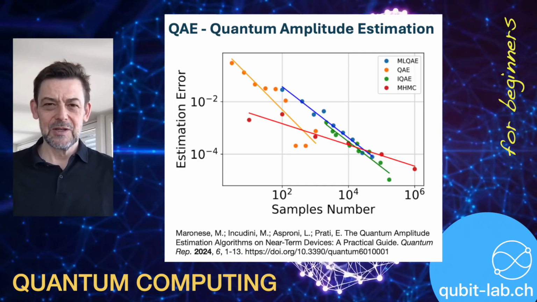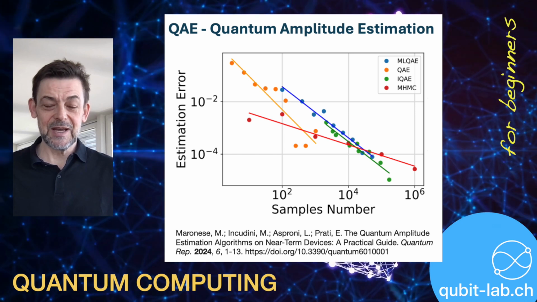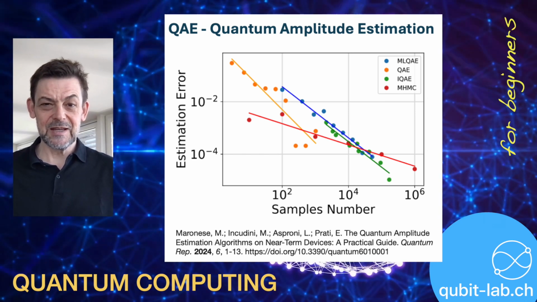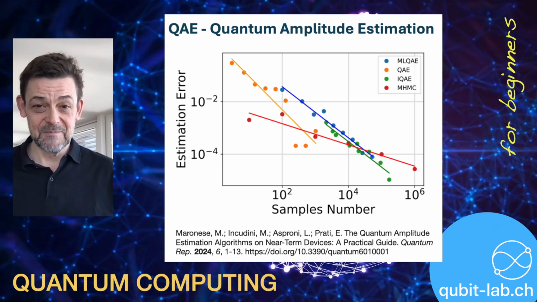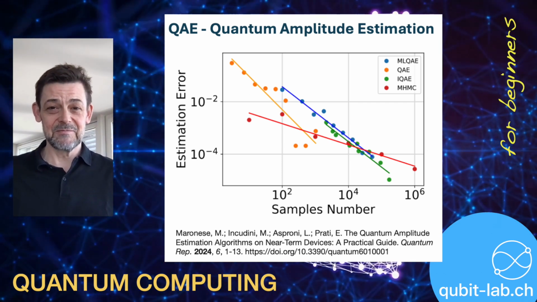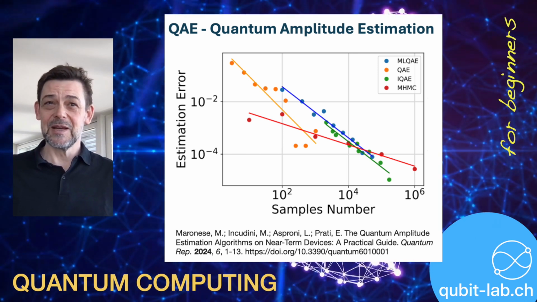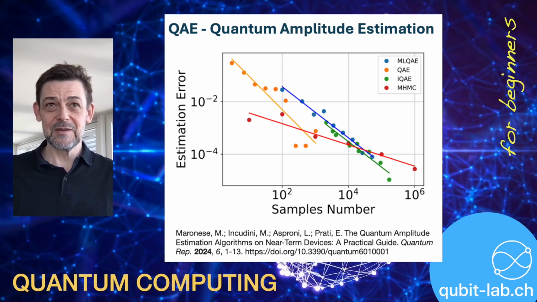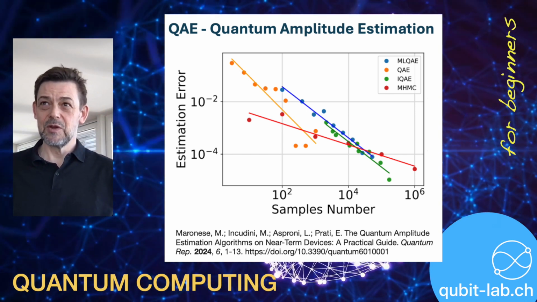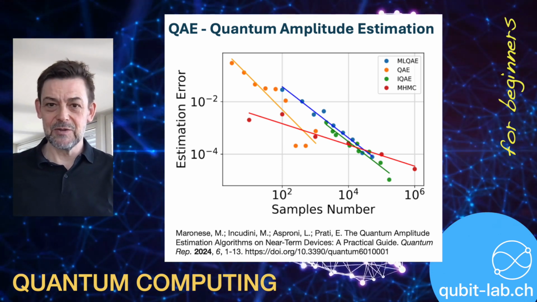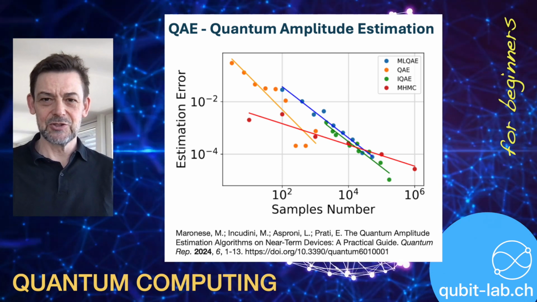It shows estimation error versus the number of samples. Classical Monte Carlo is in red, quantum approaches in green and blue. Classical Monte Carlo shows a slow decay, 1 over the square root of n, while QAE variants fall much steeper at 1 over n. At our target error, classical Monte Carlo requires about 1 million samples, while quantum methods converge with just about 1,000 to 10,000 samples. That's the quadratic speedup in action.